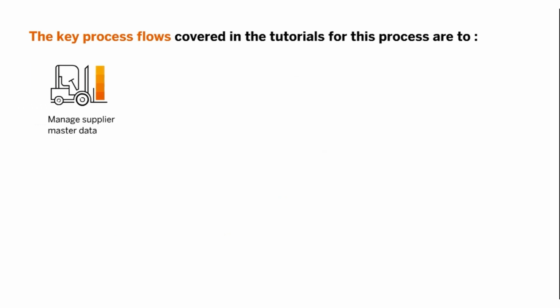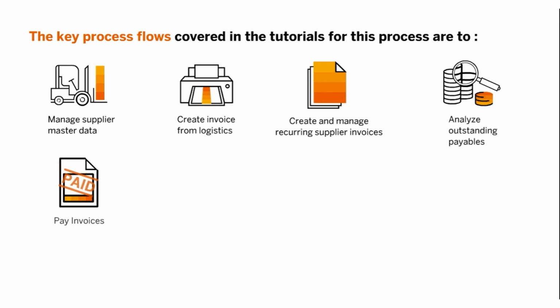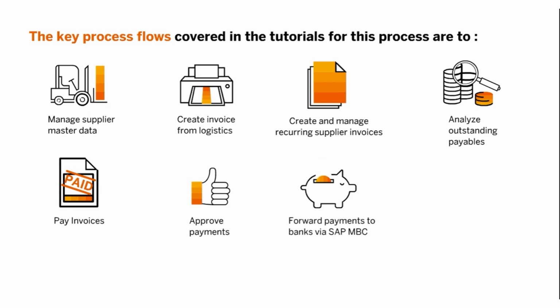The key process flows covered in the tutorials for this process are to manage and complete supplier master data, create invoice from logistics, create and manage recurring supplier invoices, analyze outstanding payables, pay invoice, approve payments (optional), forward payments to banks via SAP Multi-Bank Connectivity or MBC or download payment file, and analyze efficiency of payment processing.